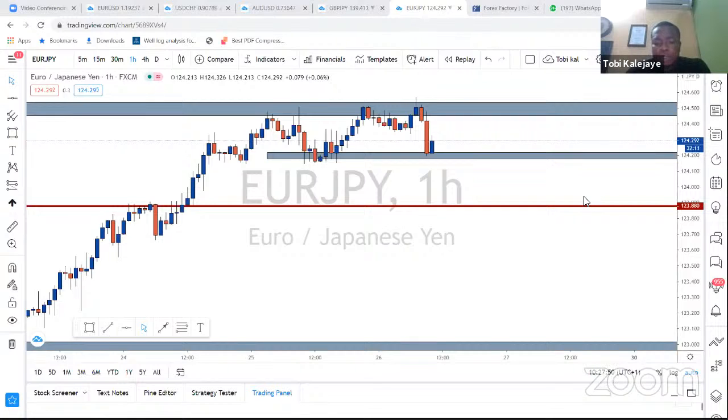Then the other question someone asked, let me read that out. Someone says, what is the level of retracement that one must have before concluding that there's a change in trend? The only way to conclude that there's a change in trend is break of structure.